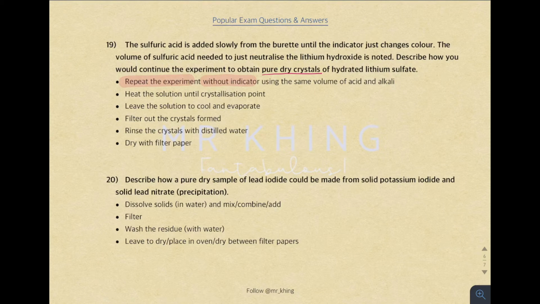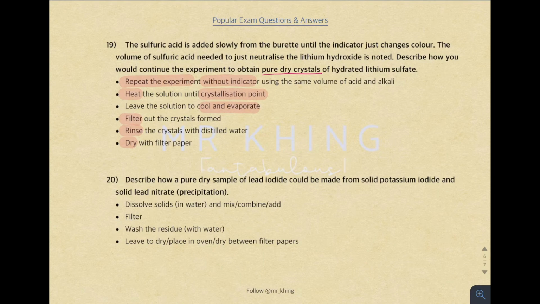Remember, we have to heat the solution until the crystallization point. And then we leave it to cool and evaporate. It will slowly form crystals. Then we filter out the crystals. Remember, every time you carry out filtration, always follow by rinsing the crystals with distilled water and then drying them with filter paper. Okay, standard, very easy.